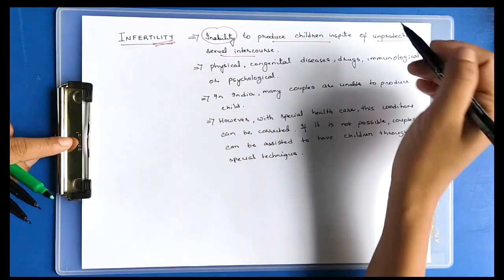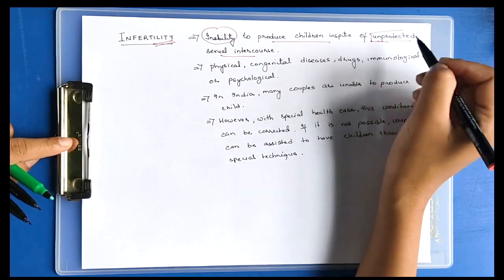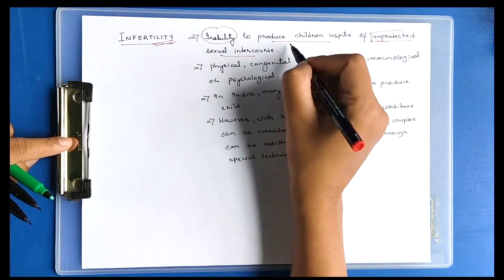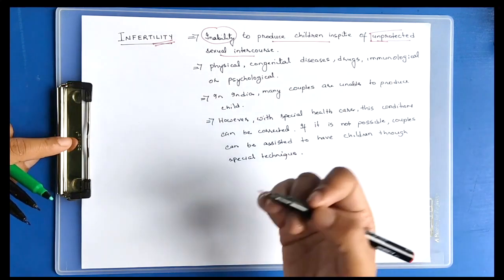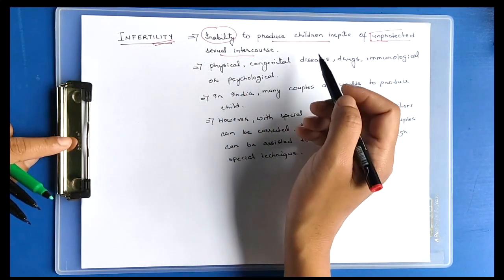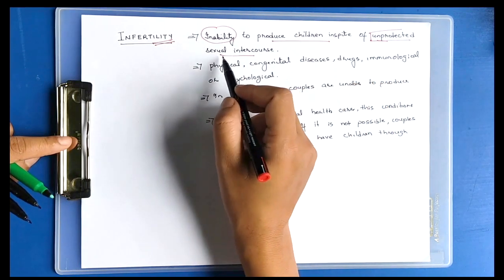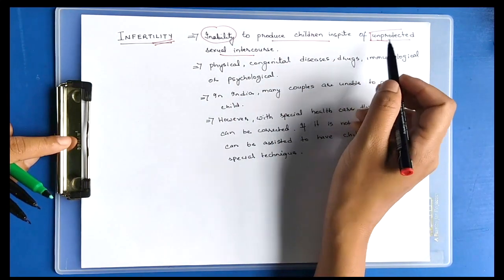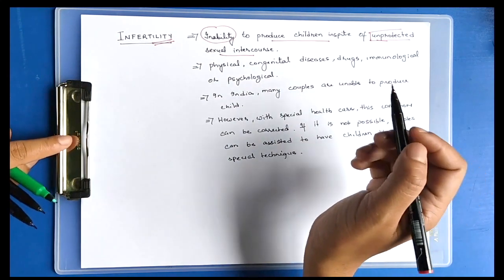Without using a condom or any protection, they are unable to conceive. That condition is known as infertility, the inability to conceive or to produce children in spite of unprotected sexual intercourse.